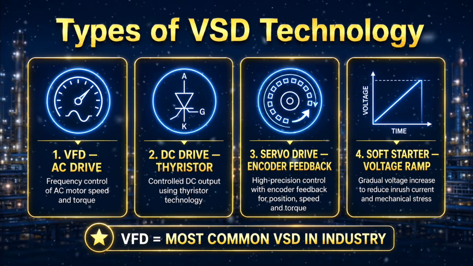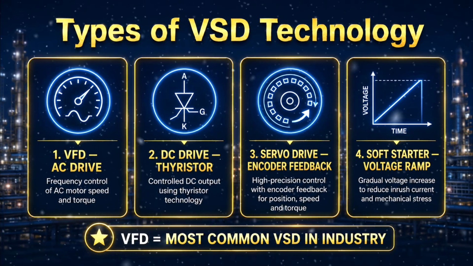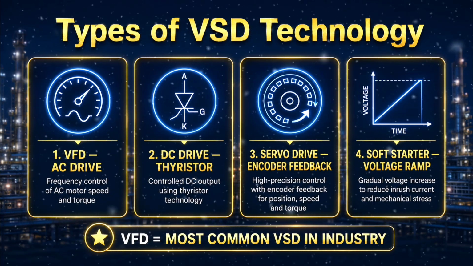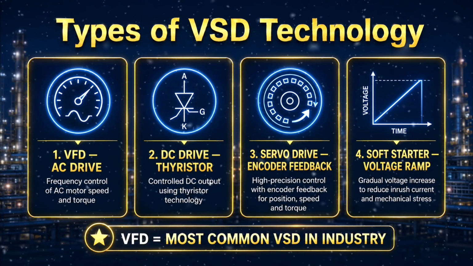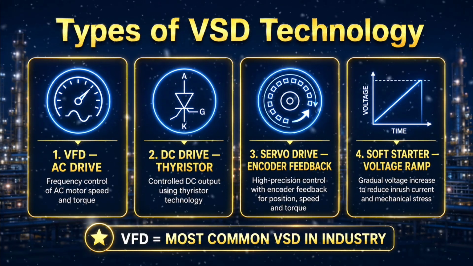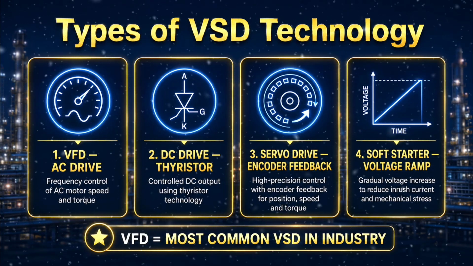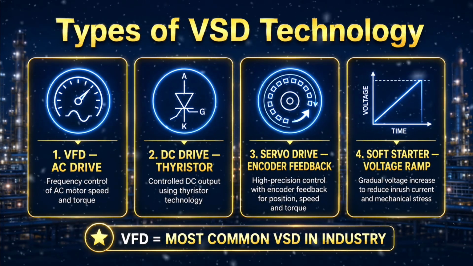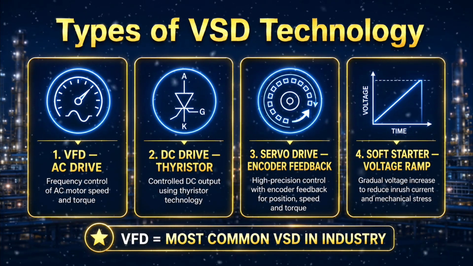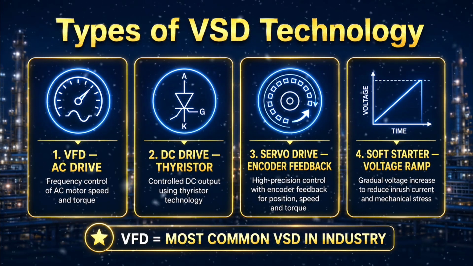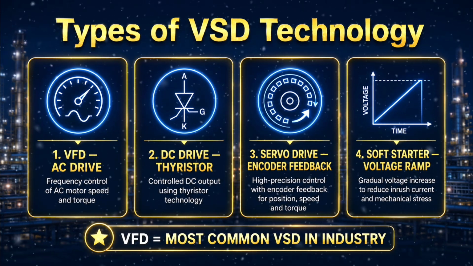Type 4, soft starter, voltage ramp. Gradually increases voltage only during motor starting to reduce inrush current and mechanical shock. After the motor reaches rated speed, it bypasses and the motor runs at full fixed speed. There is no speed control after starting.